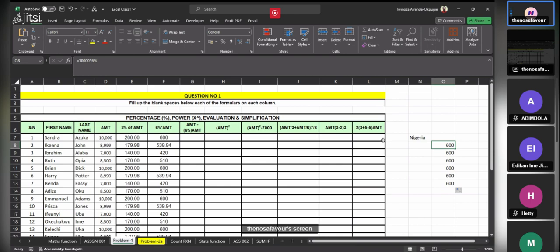But if we now decide to change this and say no, we don't want it as 10,000, but rather we want it as D7. I think that's D7, yeah. And say enter. So if we copy this down, we would have the different figures for the cells in question. Did you understand that? Yes, sir. All right, thank you.